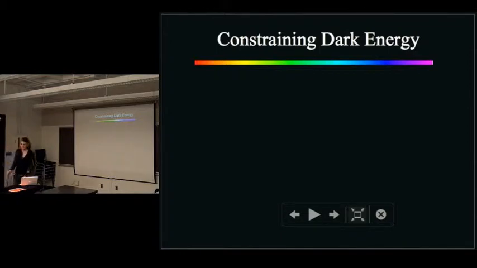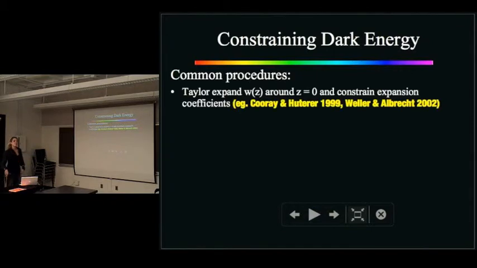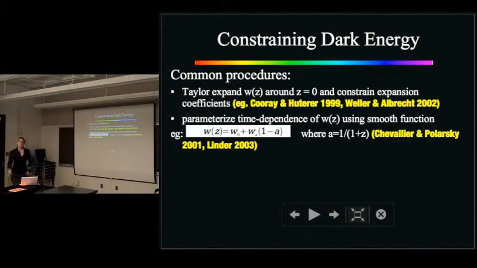So common procedures when we're dealing with dark energy. What do we do with w? We generally Taylor expand it around z equals 0, and then we constrain the expansion coefficients using the data. Otherwise, we tend to fit a smoothly varying function to it, such as the following ansatz. And then again, we use the data to constrain the expansion coefficients.